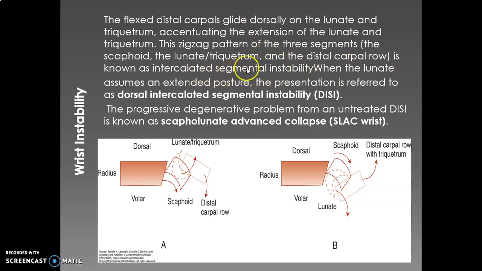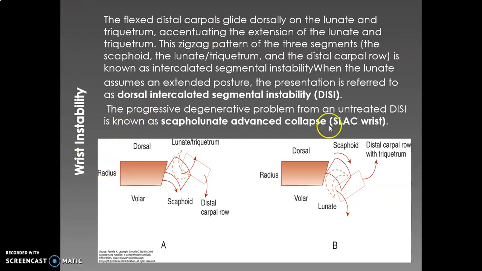We earlier studied about stability of the intercalated segment. Now what will happen? Instability may happen. So the zigzag pattern of the three segments: which segments are there? One is the scaphoid, the second is the lunate-triquetrum, third is the distal carpal row. When the lunate assumes an extended posture, the presentation is referred to as dorsal intercalated segment instability. So if this happens in the extended posture, we are looking at the posterior part of the wrist. So it is called DISI, dorsal intercalated segment instability.